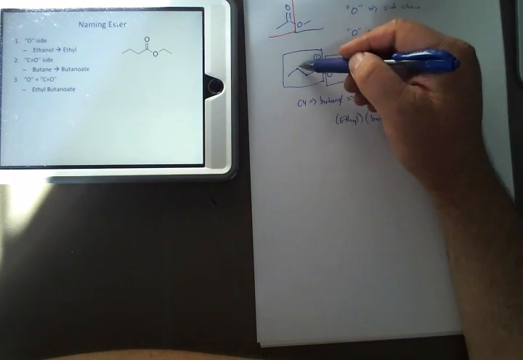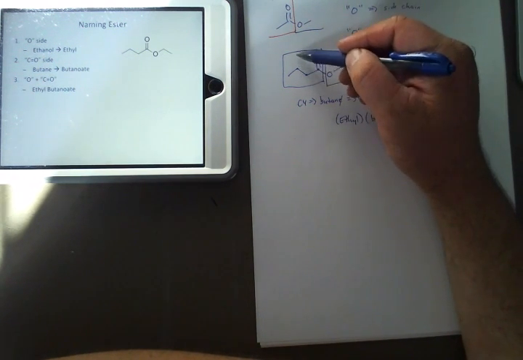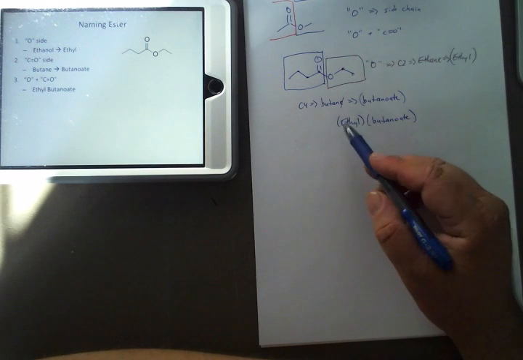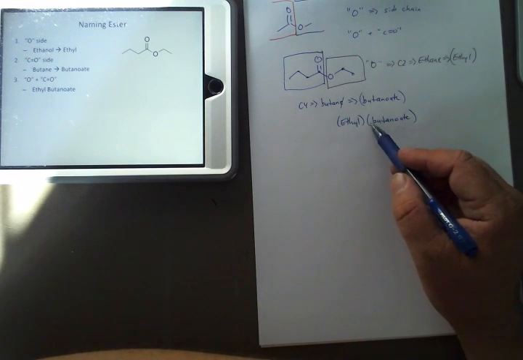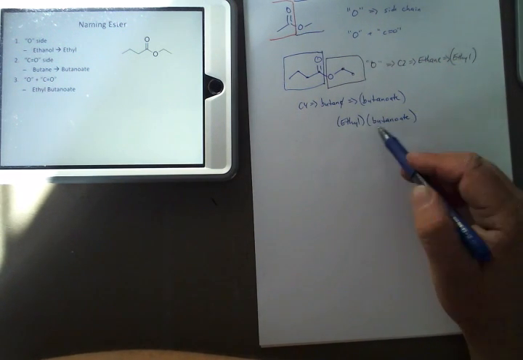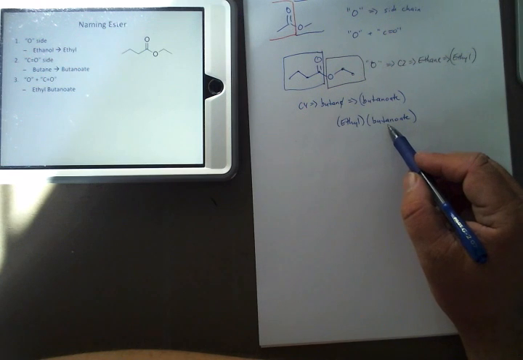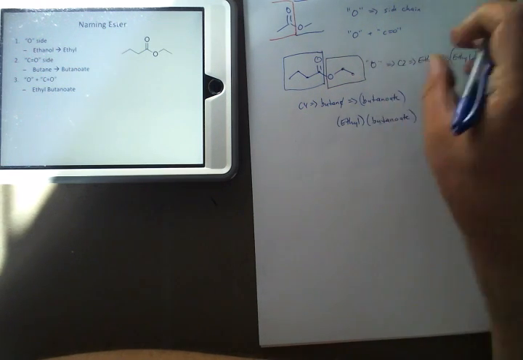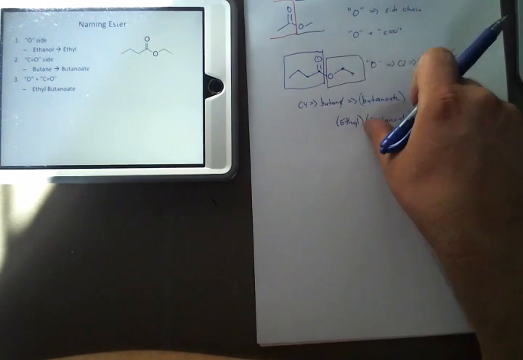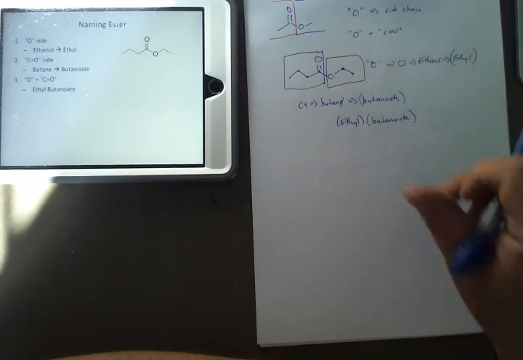Okay, so let's say if there was a methyl here, or fluoro or something like that, it would be ethyl 3-fluorobutanoate. Okay, so you just bolt these in. This goes in here, and then that goes last.